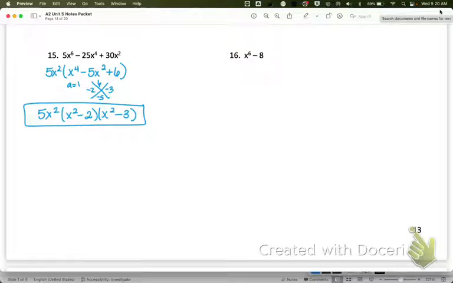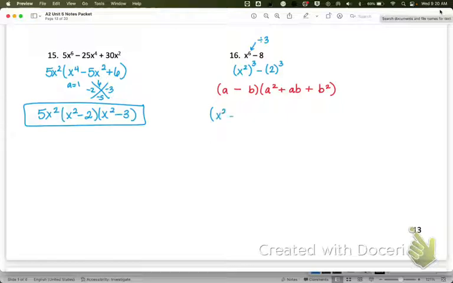Is x to the 6th a perfect cube? Yes, because I can divide this by 3. That means 6 divided by 3 is 2, so it's x squared cubed. And then 8 is a perfect cube. That's 2 cubed. So we're going to use our difference of cubes rule. So remember, the pattern is a minus b, times a squared plus ab plus b squared. And then we SOAP: same sign minus, opposite sign plus, always positive plus. And then we plug our stuff in. So a is x squared and b is 2.